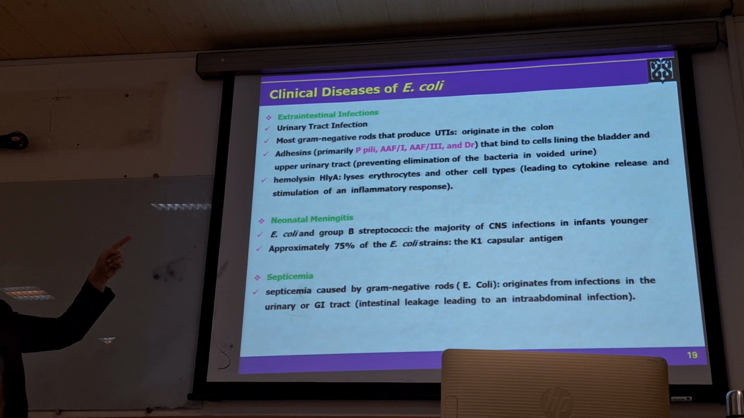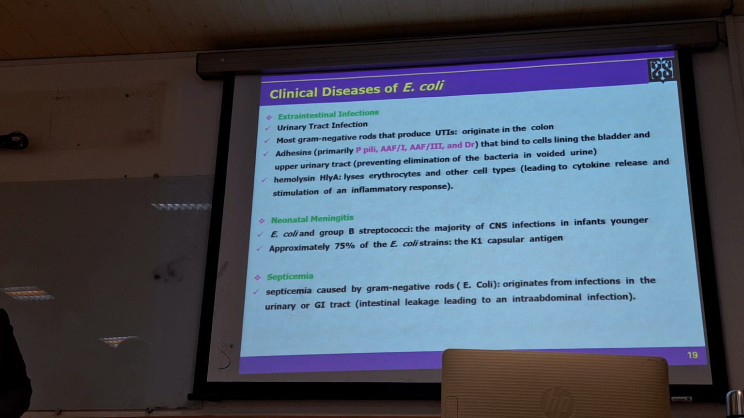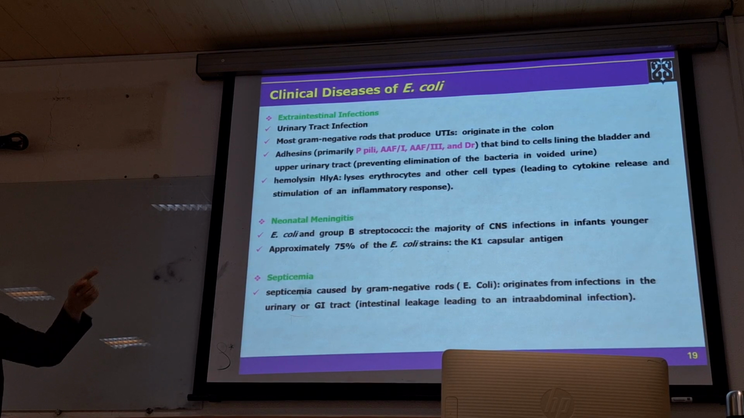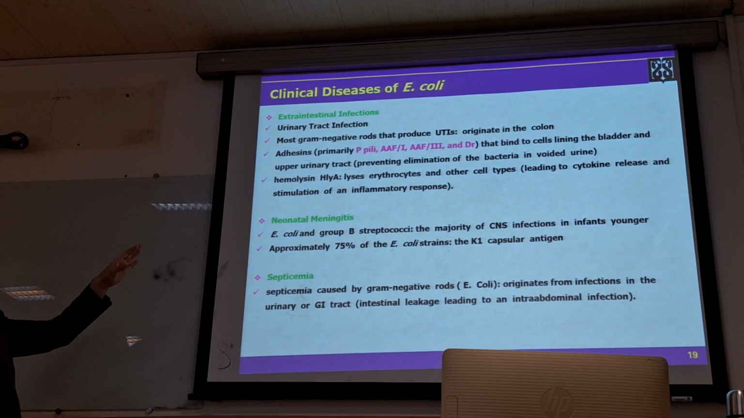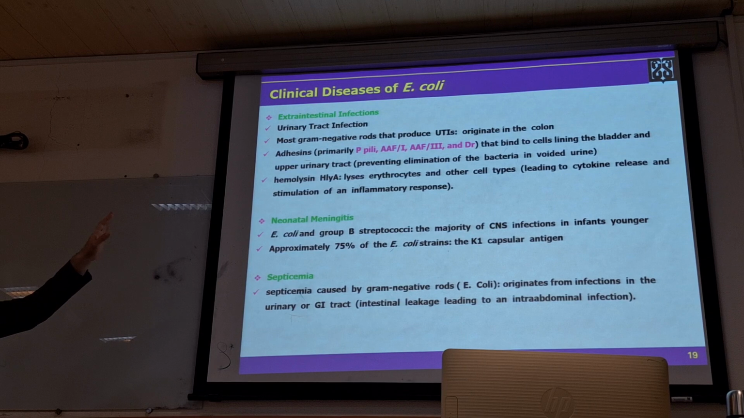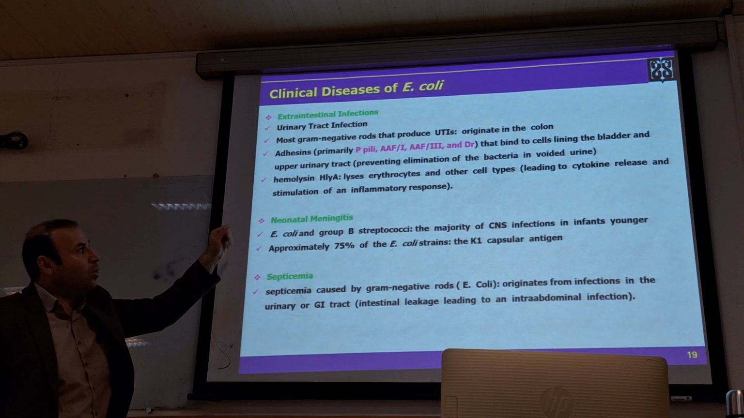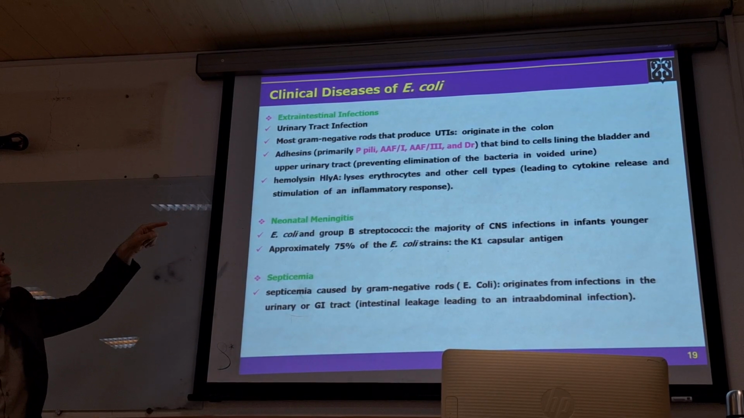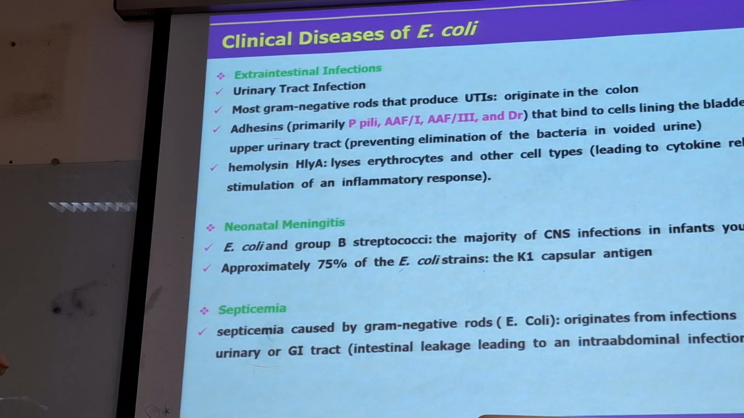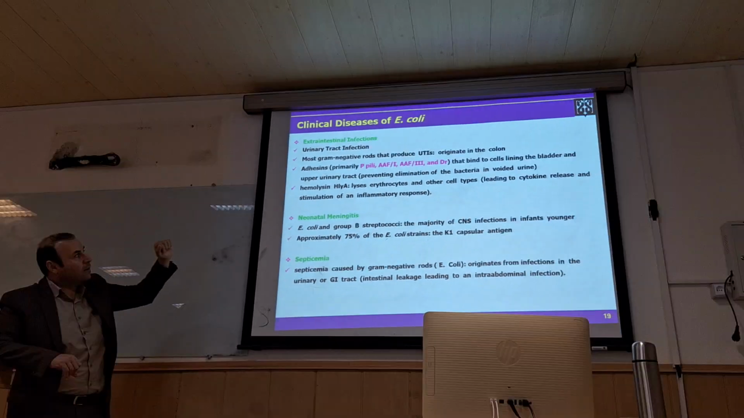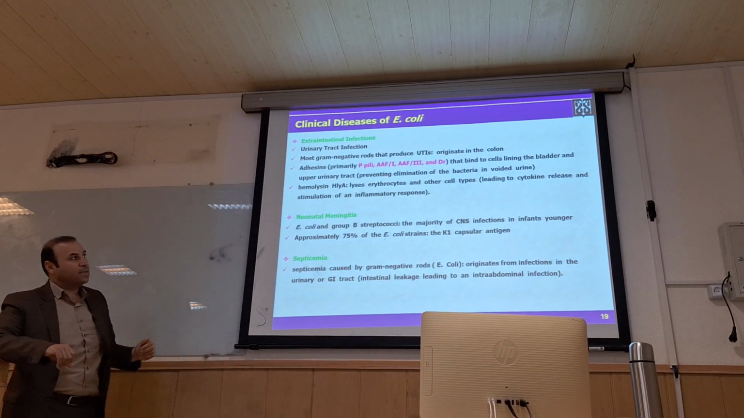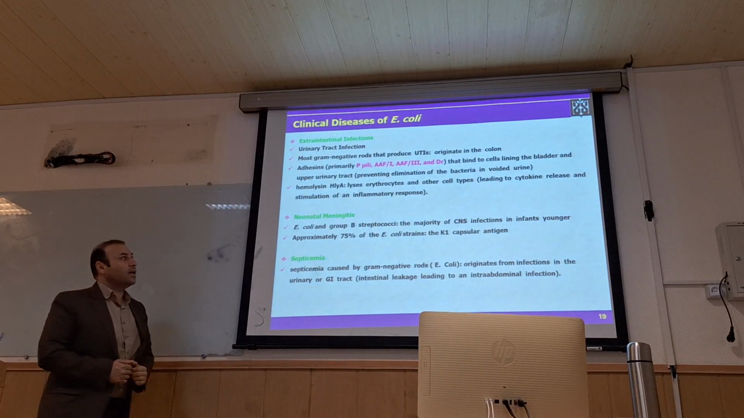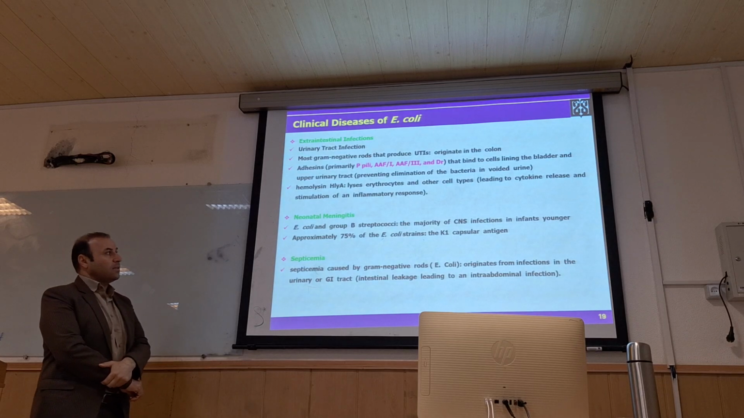Most gram-negative rods that produce UTI originate from the colon. They have several adhesins, such as P pili, AF/I, and Dr. These adhesins bind to the cells of the bladder and upper urinary tract. Escherichia coli also produces hemolysin. Hemolysin lyses erythrocytes and other cells.